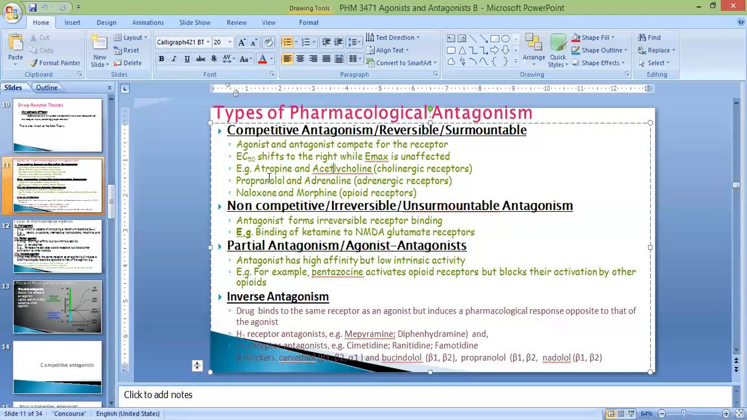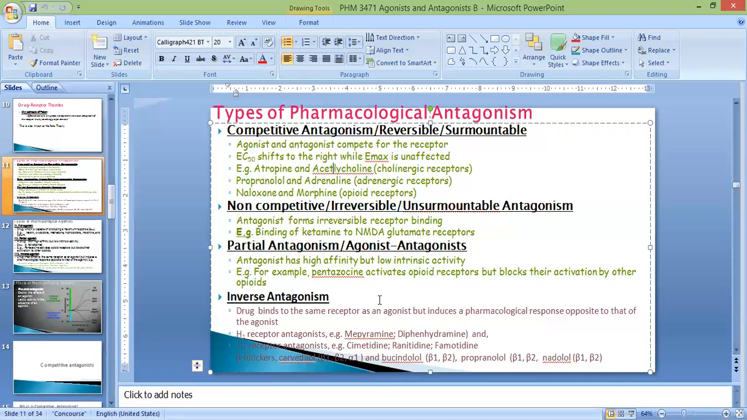Then partial antagonism or agonist. Now, partial means, just from the name, think of it as a partial agonist. It binds to that receptor, but elicits kind of half the response that a full agonist will elicit. Okay, so the affinity is there, but low intrinsic activity. But a full agonist will have high affinity and high intrinsic activity.